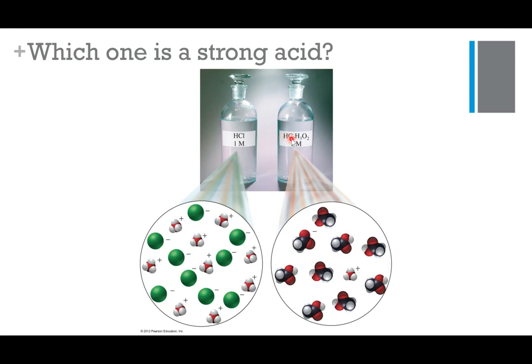Over here, this is actually acetic acid. And what I see is just a couple charges. Here's a charged particle, here's a charged particle, but it looks like everything else just stayed together. So hydrochloric acid is a strong acid. Acetic acid here would be a weak acid. I would not expect you to memorize the names of the molecules, but if I give you a picture that looks like this, I do expect you to be able to tell me which one's strong and which one's weak.